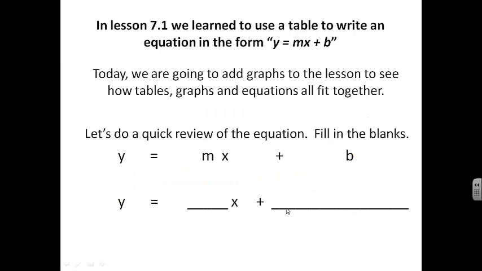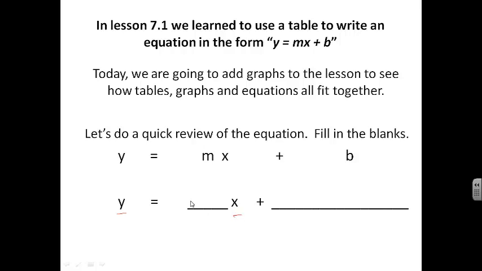In lesson 7.1, we learned to use a table and to write an equation in the form y equals mx plus b. Today we're going to add graphs to the lesson to see how tables, graphs, and equations all fit together. Let's do a quick review of the equation. Fill in the blanks. We've got y equals mx plus b. Remember, the y and the x are always going to stay there.